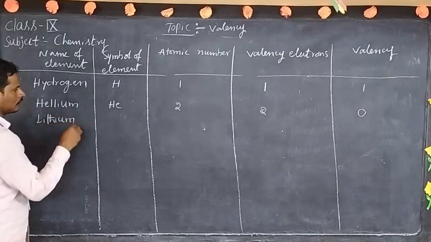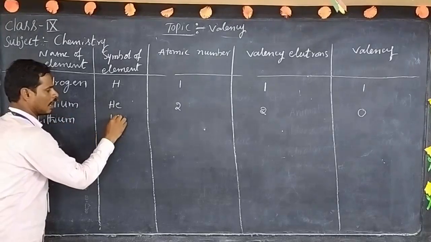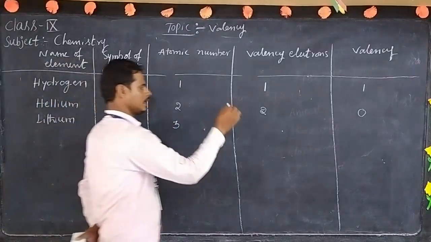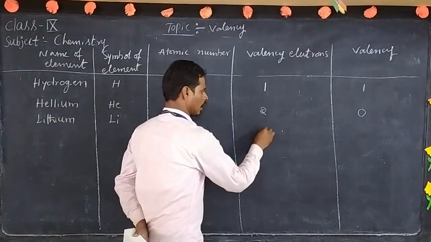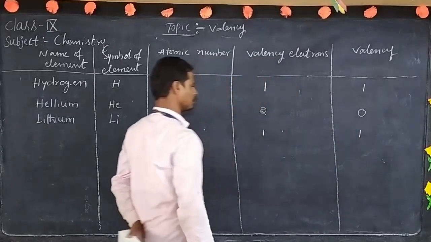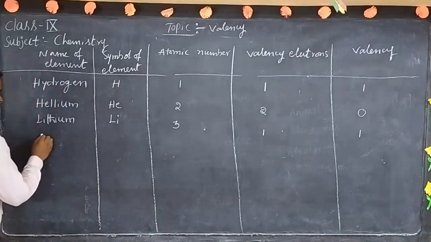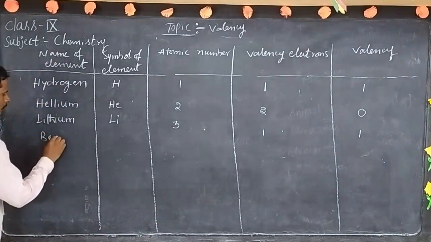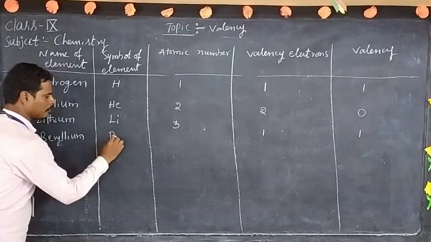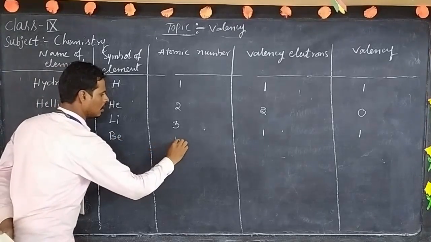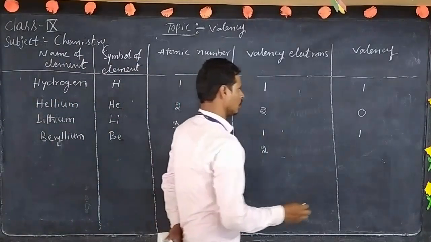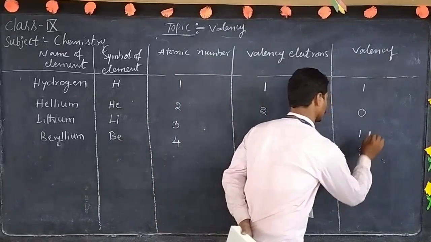lithium. Symbol of lithium is Li. Atomic number is 3. How many valence electrons are there? 1. Valency 1. Next, beryllium. Symbol is Be. Atomic number 4. Valence electrons 2. Valency 2.